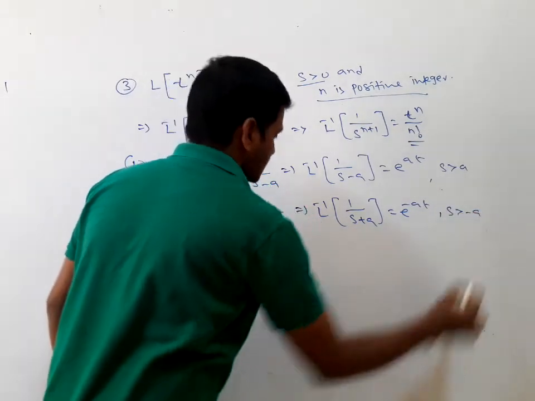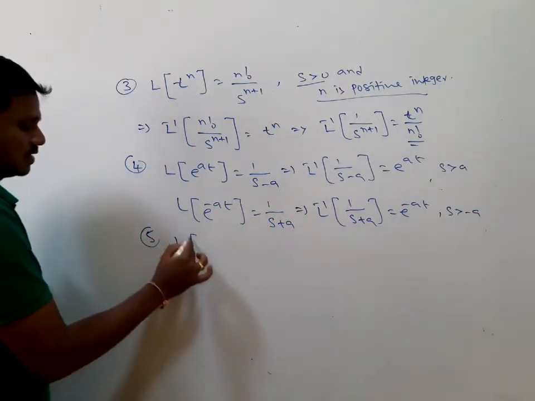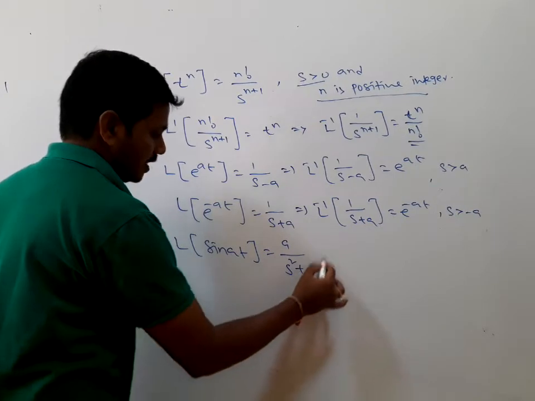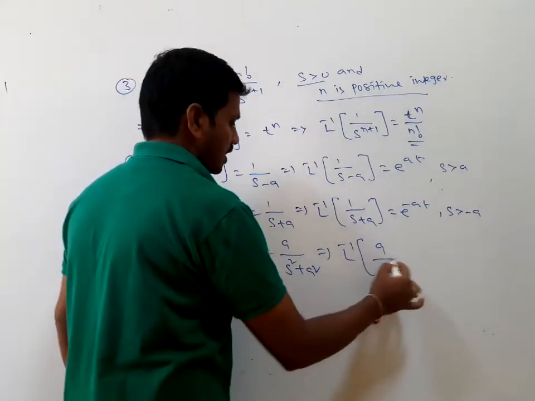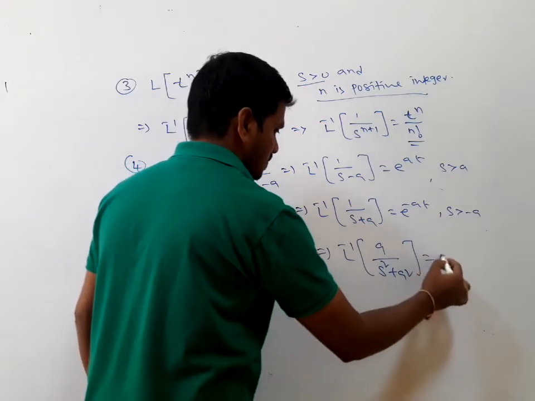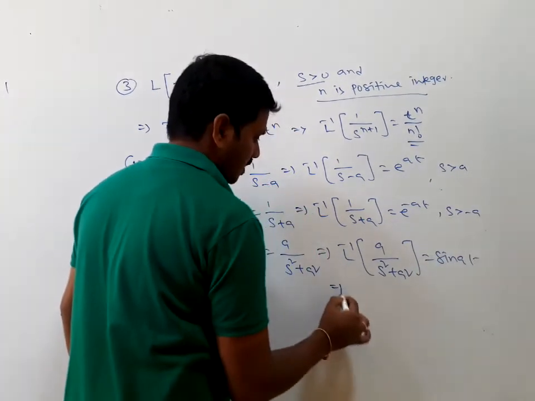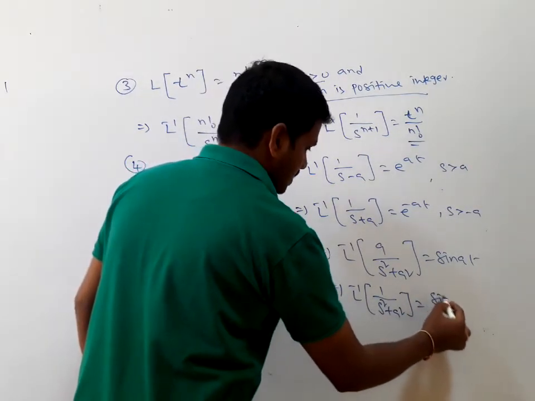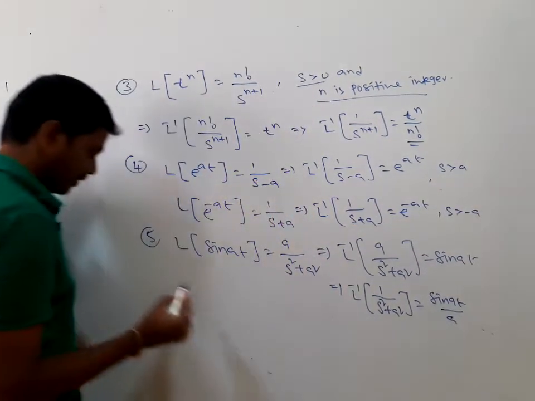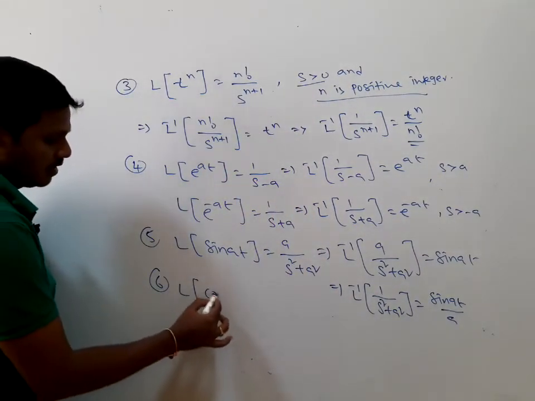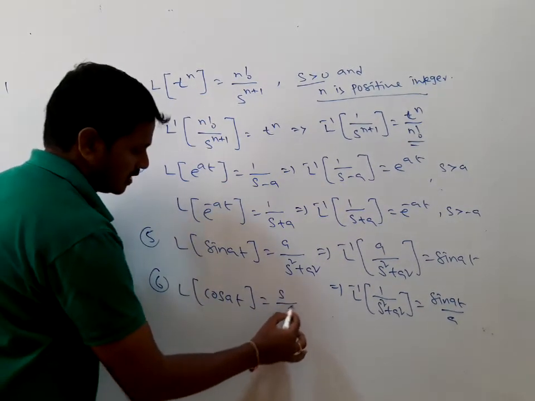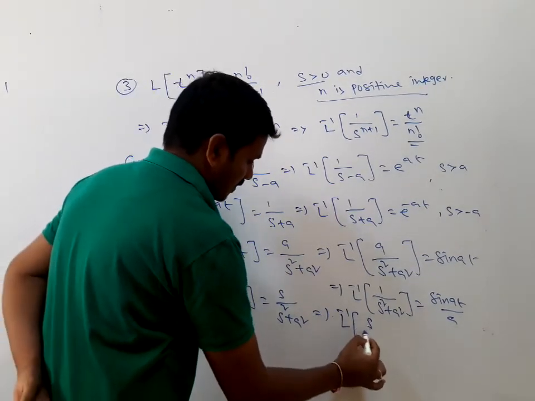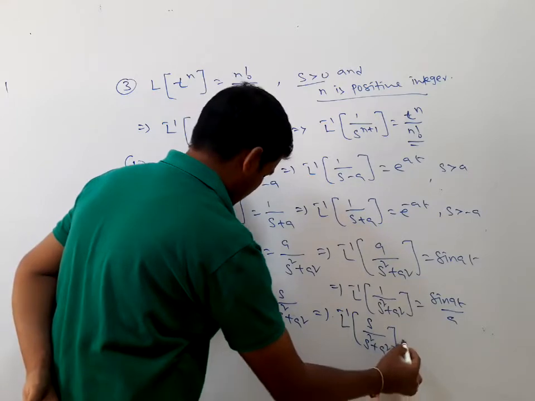S is greater than minus a. Next, you know that the Laplace transform of sin at is equal to a divided by s square plus a square. That implies L inverse of a divided by s square plus a square is equal to sin at. Since a is a constant, better to write L inverse of 1 divided by s square plus a square is equal to sin at by a. In the same way, the Laplace transform of cos at is equal to s divided by s square plus a square. That implies L inverse of s divided by s square plus a square is equal to cos at.